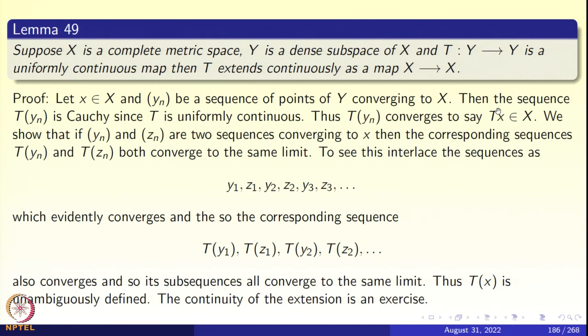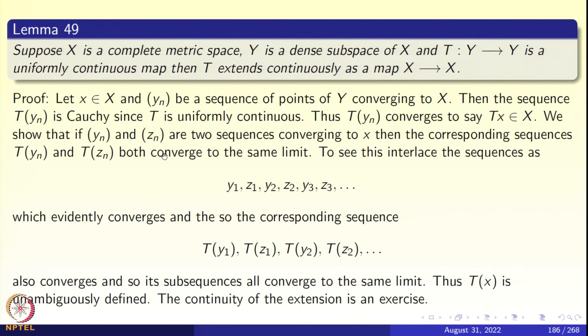But there is one small problem that we need to address. It may happen, in fact it will happen, that there are several sequences converging to x. Say I take two sequences in Y, Yn converging to x and Zn converging to x. Correspondingly, TYn is a Cauchy sequence, and TZn is also a Cauchy sequence. The question is, will TYn and TZn converge to the same limit? If the answer is yes, then this assignment of Tx to x is well defined, and we get a well-defined mapping. If TYn and TZn converge to different limits, then we are going to be in serious problem. Now we shall show that that doesn't happen.